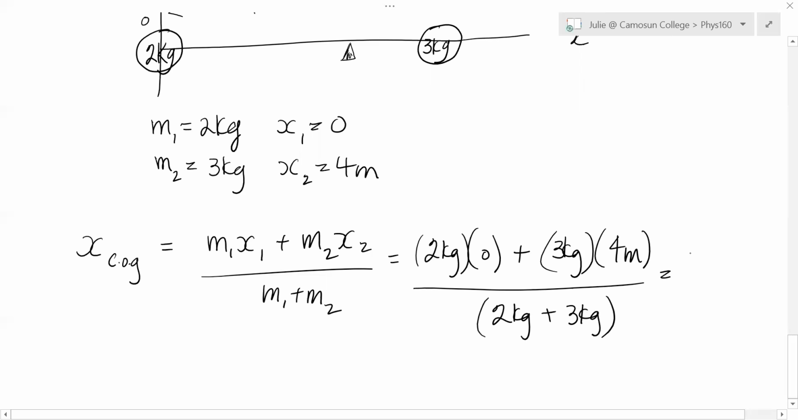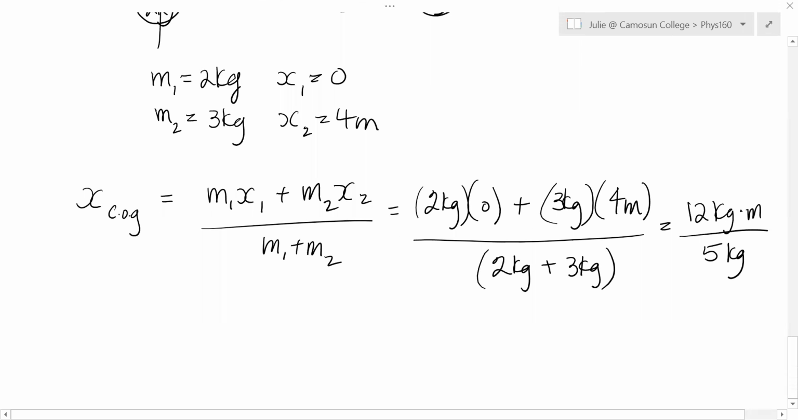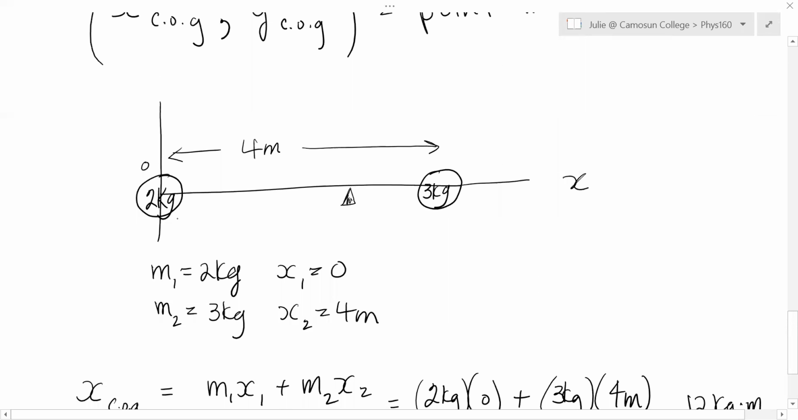Okay, so that's equal to 12 kilogram times meters divided by 5 kilograms. Notice how the kilograms cancel. So the position of the center of mass or gravity of those 2 balls equals 2.4 meters. That's a little bit to the right of center between these. I'd put that there, and this would be the balance point. And so that is the center of mass or center of gravity of those 2 masses.